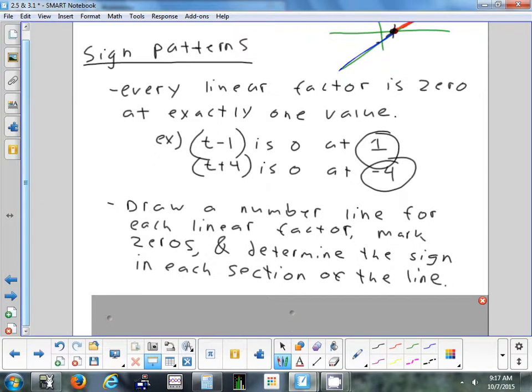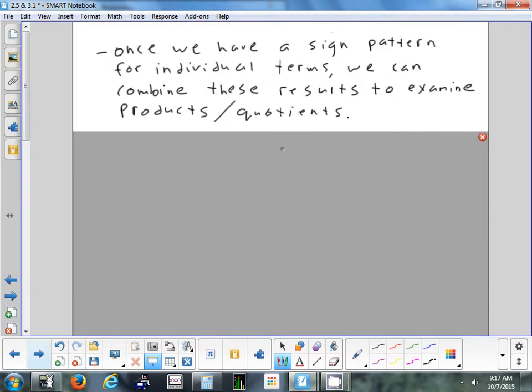We're going to do this for each individual factor. So we'll make a number line for this one, make a number line for that one. And then once we have a picture or a pattern for each of the individual terms, we're going to combine it together to get our final answer. It seems a little complicated, but once I show you a few examples, it's not that bad.